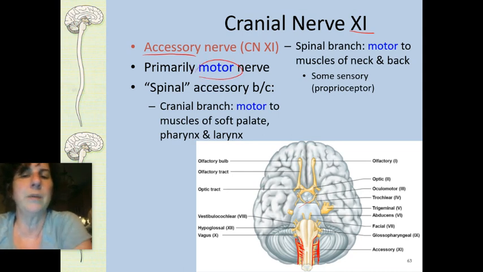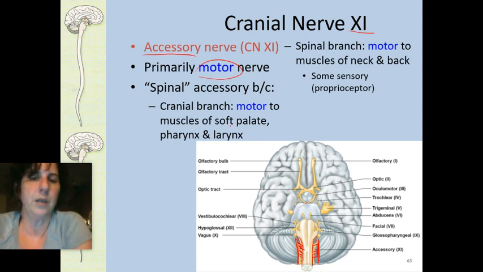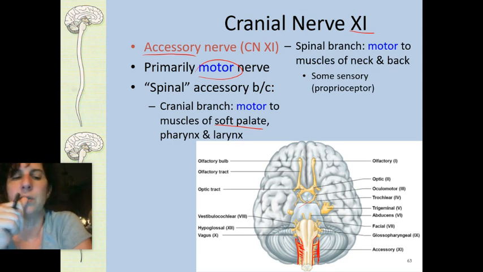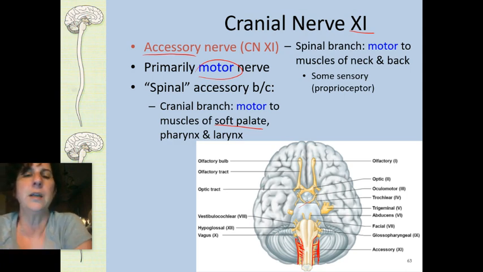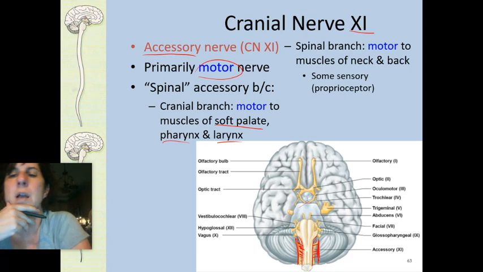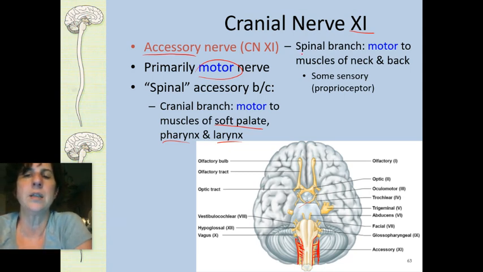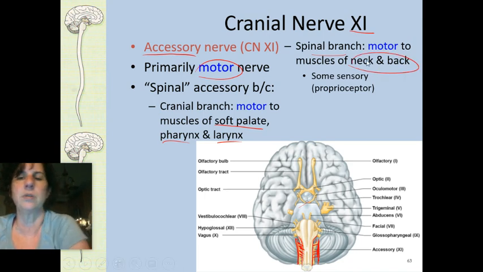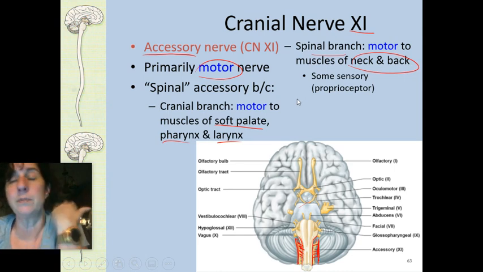This is, again, primarily a motor nerve, so there's a little bit of proprioception obviously going on in there. It kind of works the soft palate, so deep into the mouth. When you go in the mouth, right behind the teeth, that's the hard palate. You go back further, that's the soft palate back in there. And then the pharynx and the larynx, also part of that. And then the spinal branch of it is going to go into the neck and back and do those muscles back in there. Pick up information from those. Send information to those.